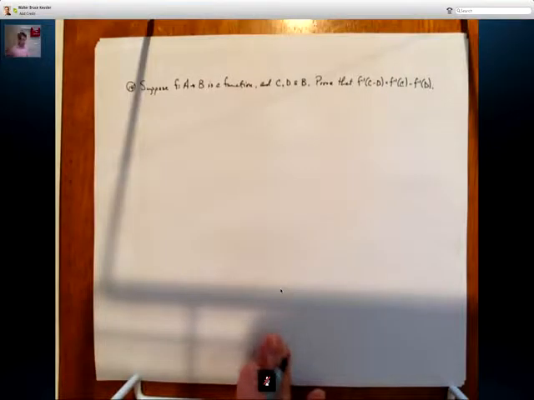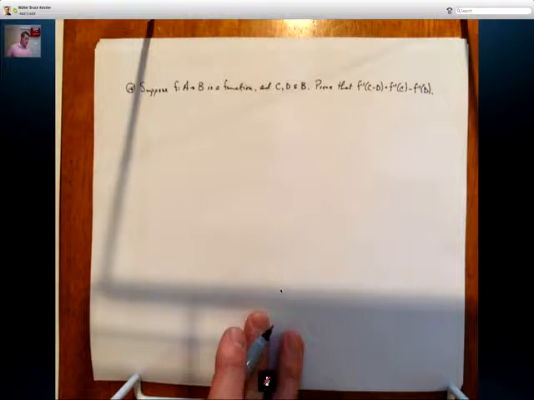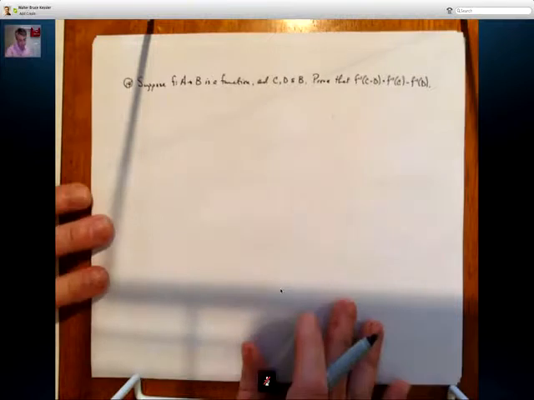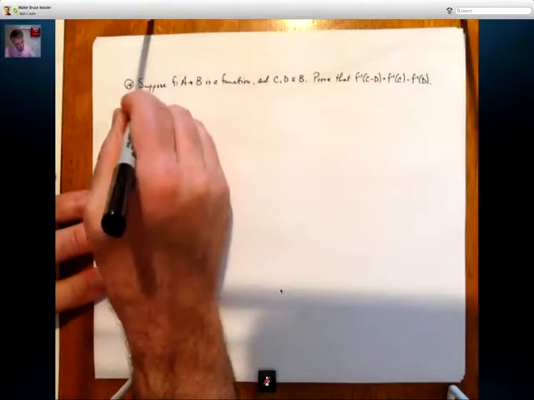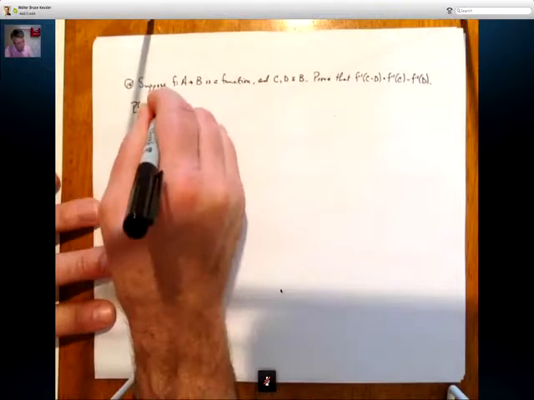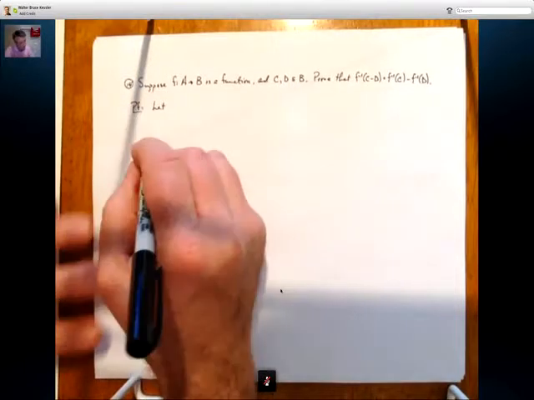Okay, one last problem to work here, and that is that we've got a function from A to B, C and D subsets of B. We want to show that the inverse image of C minus D is the inverse image of C minus the inverse image of D. Okay, so showing sets are equal, pretty common thing.